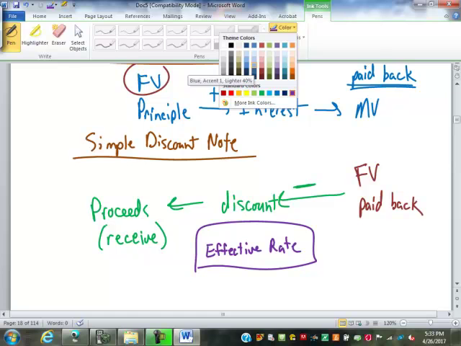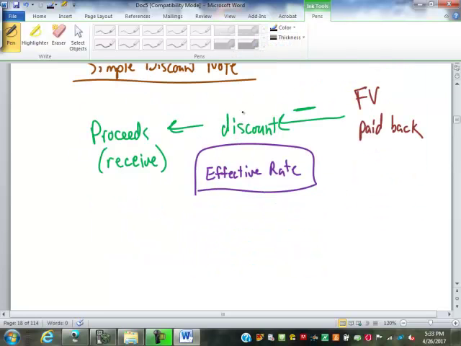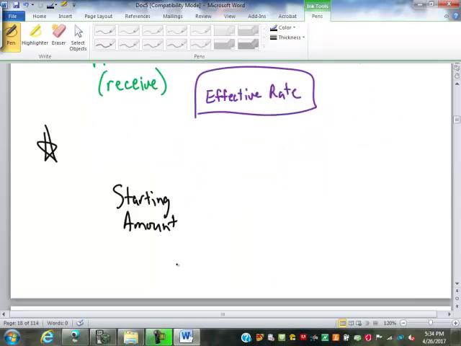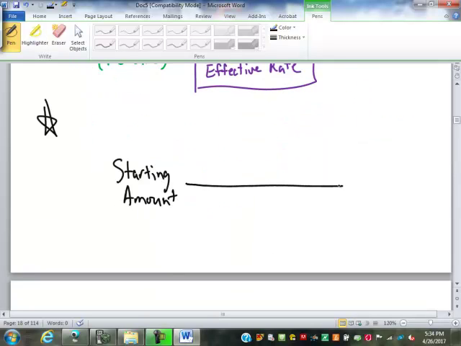The biggest thing about these simple interest and simple discount notes is you have a starting amount, whether that's your principal for a simple interest note or your proceeds for a simple discount note. It goes for a period of time, and at the end, you add in the interest, and then you get your maturity value, or the amount you pay back.